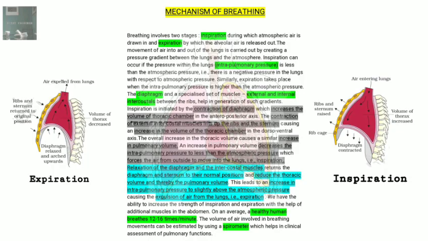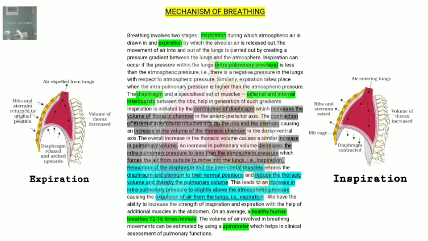Mechanism of breathing. Breathing involves 2 stages: 1. Inspiration, during which atmospheric air is drawn in. 2. Expiration, by which the alveolar air is released out. The movement of air into and out of the lungs is carried out by creating a pressure gradient between the lungs and the atmosphere.